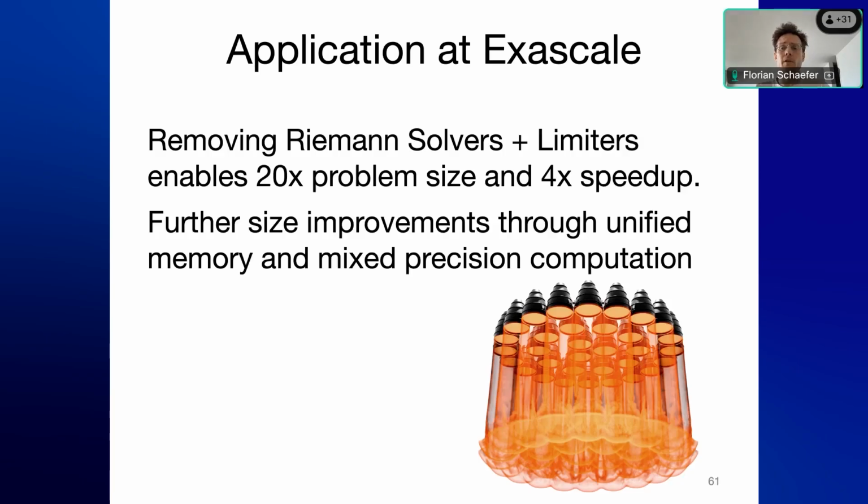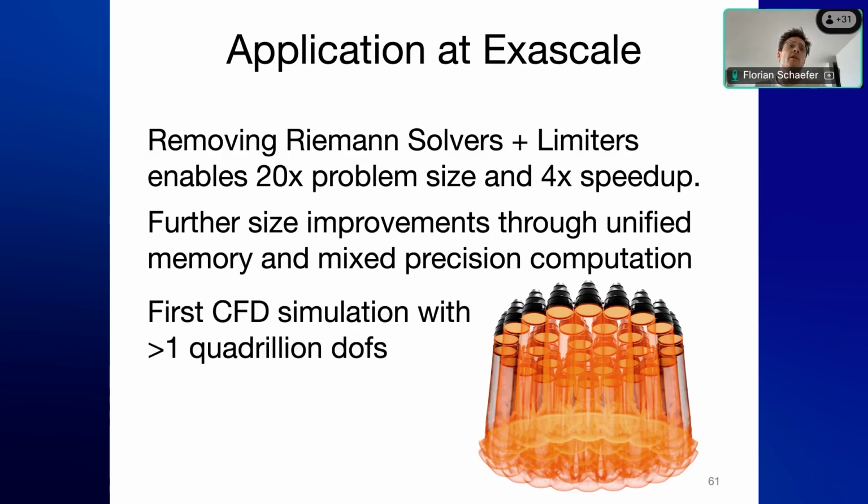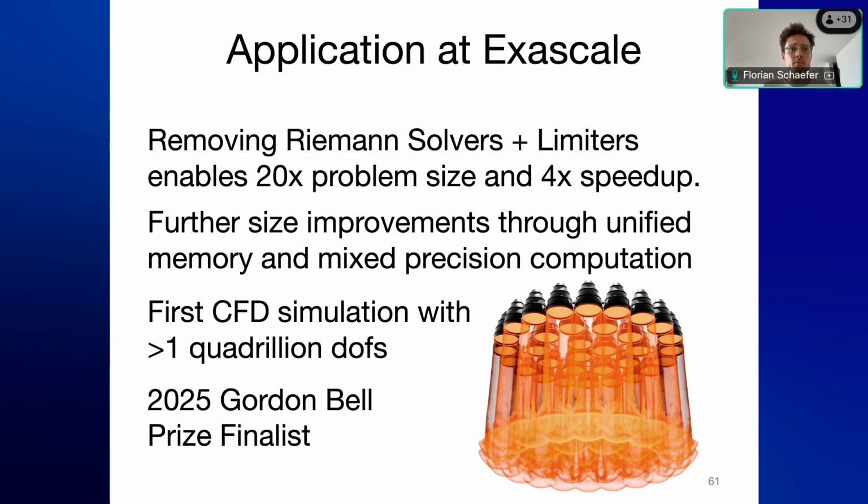We can get further improvements by doing a bunch of HPC tricks that I was not myself so much involved with. That's really more Spencer's group and the industry folks who were leading the charge on this. In total, this allowed us to conduct the first CFD simulation with more than 1 quadrillion degrees of freedom. And this is also a Gordon Bell finalist for this year.